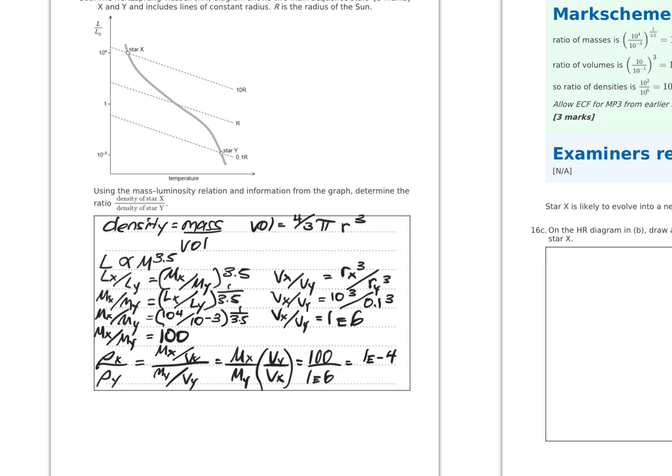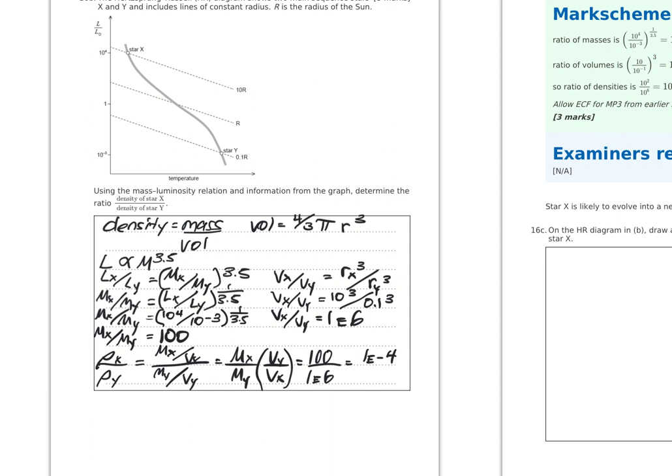Relative volume, I take the constants out and just get radius of x cubed over radius of y cubed. The radii I get from the HR diagram, x is 10r, y is 0.1r. And when I do 10 to the third over 0.1 to the third, I get a million, 1 times 10 to the 6.